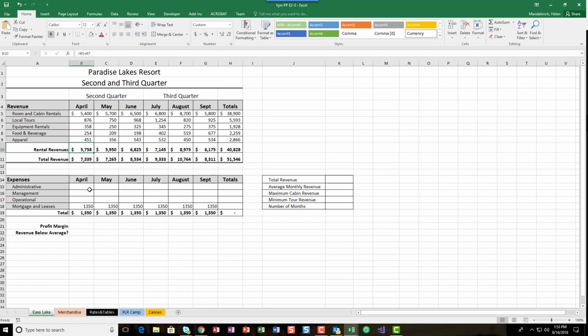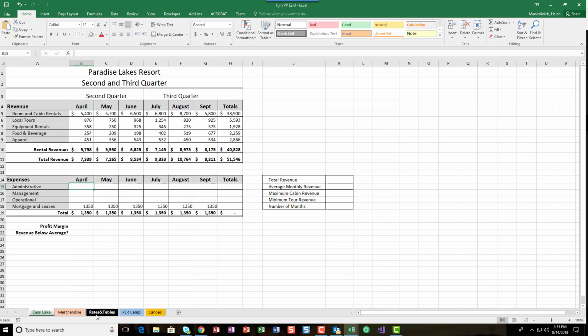So we want to select B15. So these are expenses. Before we start this, let me explain how we're going to derive what the expenses are. The expenses are a percentage of the income.